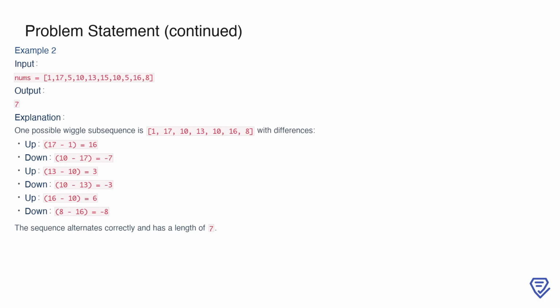In the second example, the input array is nums equals 1, 17, 5, 10, 13, 15, 10, 5, 16, 8. The output is 7, which represents the length of one possible wiggle subsequence. A valid subsequence is 1, 17, 10, 13, 10, 16, 8.